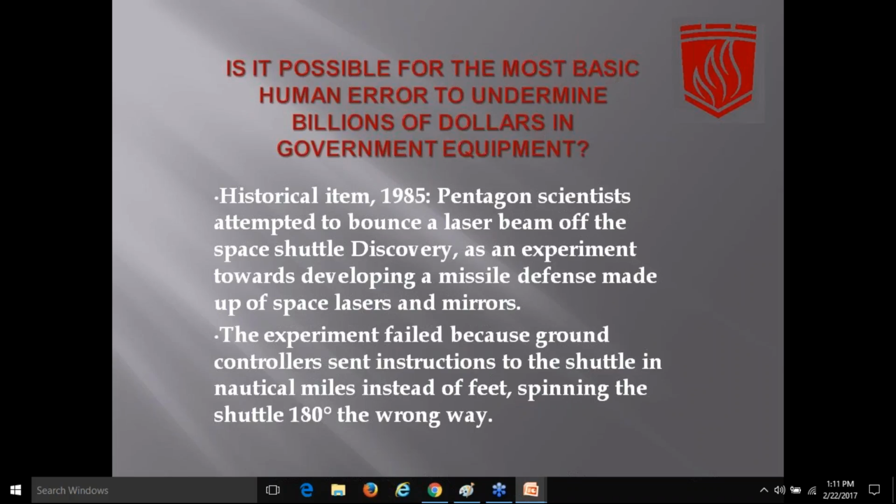The mathematicians and scientists on the ground sent the instructions to the shuttle on how to turn itself while it was in orbit, and they sent the data in nautical miles rather than feet. Honest mistake, costing billions and billions of dollars. When the laser hit the shuttle, the mirror was 180 degrees on the other side of the spaceship. So fortunately, it wasn't a weapons grade intensity laser, or it would have burned a hole in the shuttle, destroying the shuttle and killing the crew on board. So let's make sure that we show some respect for the potential of human analysis and try to avoid human argumentative errors when we collect all of this electronically collected data.